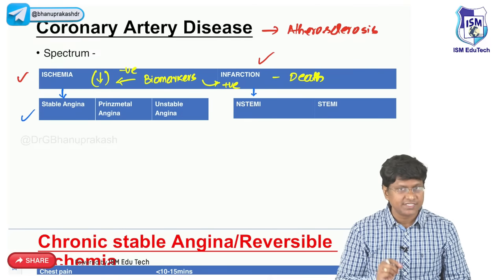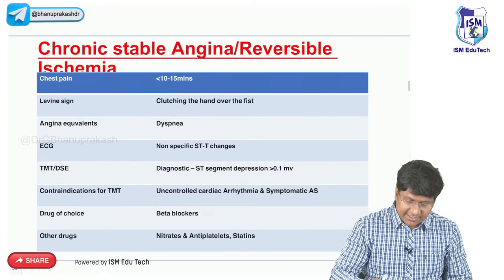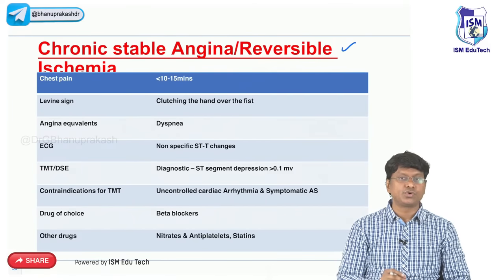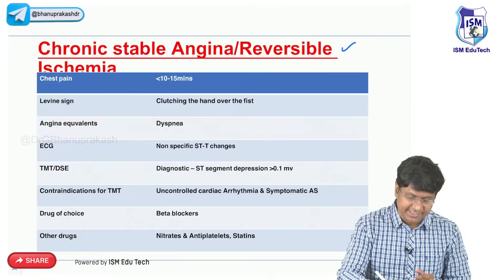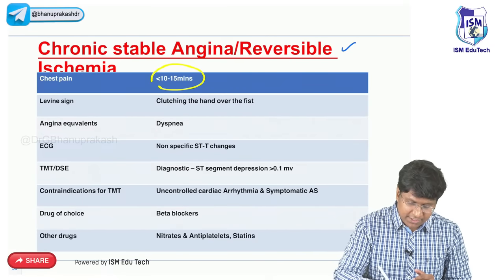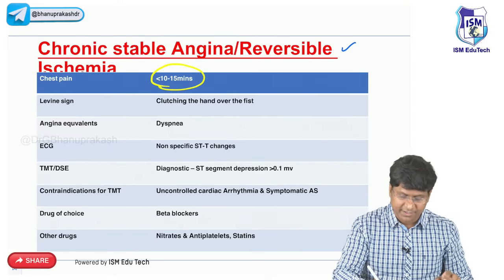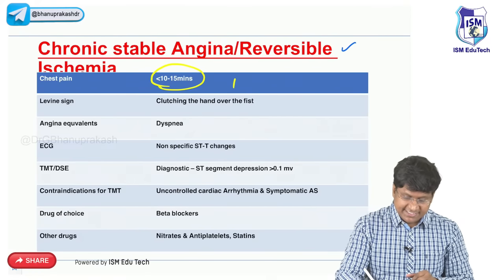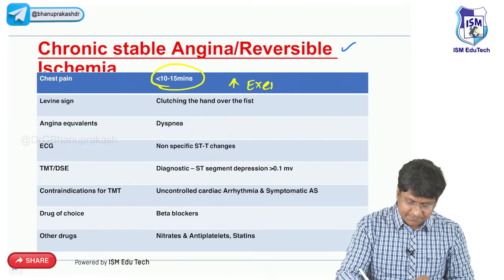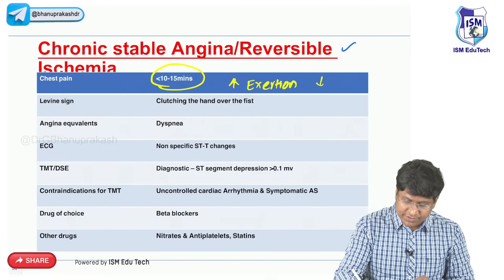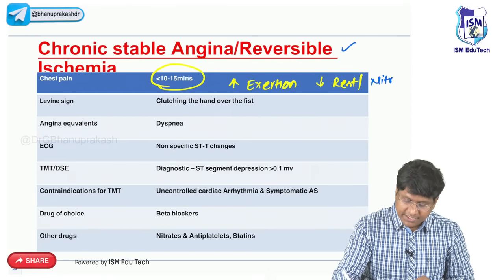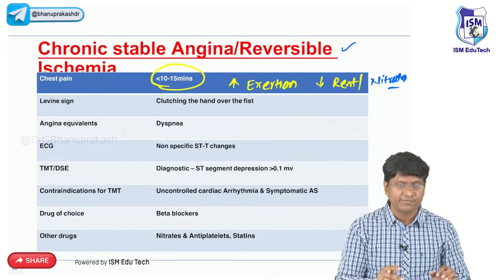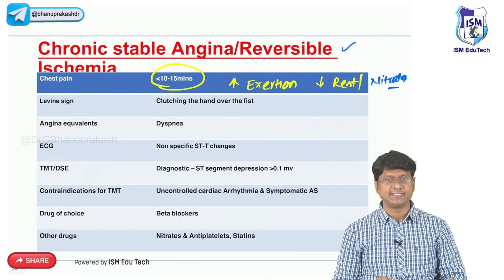So the first thing is stable angina. Another terminology which is given to this is reversible ischemia. And what will be the duration of the chest pain in case of chronic stable angina? The duration will be around 10 to 15 minutes. And this chest pain will be retrosternal. This chest pain increases on exertion, and it reduces on taking rest or on taking sublingual nitrate. So if the chest pain reduces on taking sublingual nitrate or rest, with a duration of less than 10 to 15 minutes, that will be chronic stable angina.